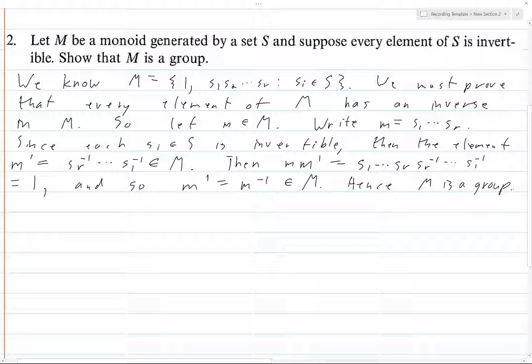And this completes the proof, because we had a monoid, and the only difference between a monoid and a group is that in a group, all the elements are invertible. And we know that all the elements are invertible, and so we have a group. And there we go, we're done.